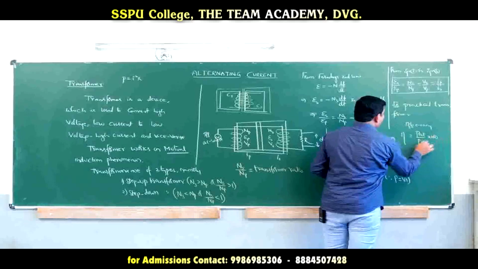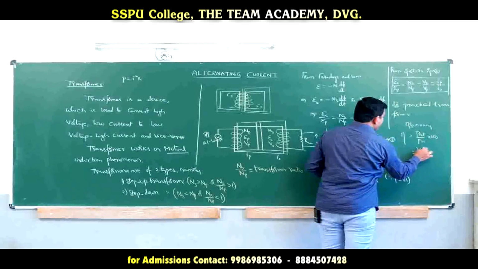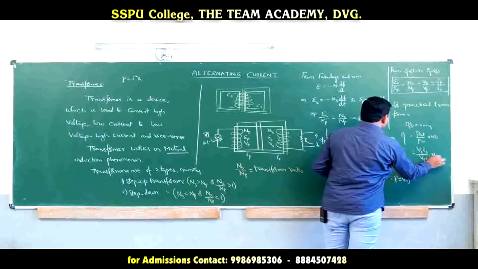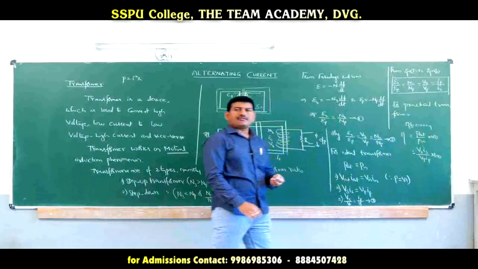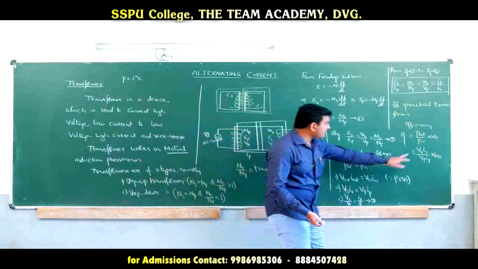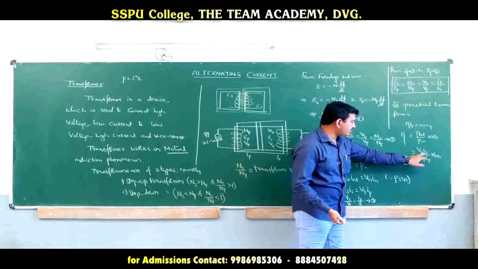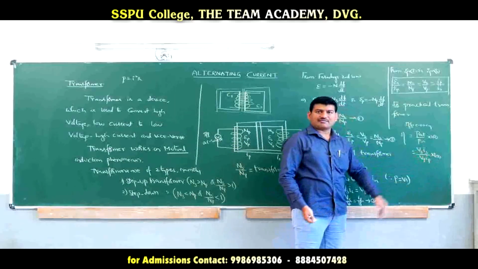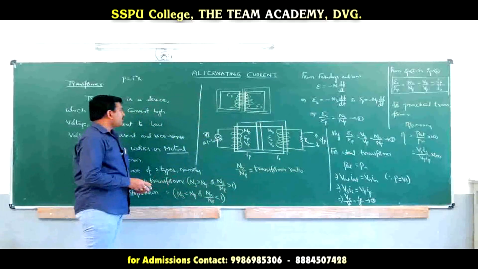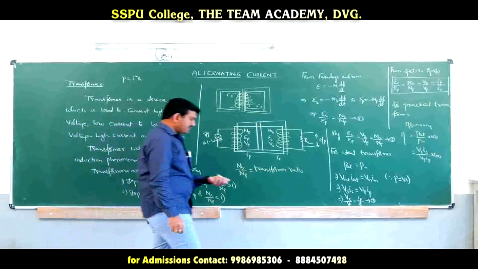So what does output power mean? Vs into Is divided by Vp into Ip into 100. This is the formula for calculating the efficiency of a practical transformer. If it is an ideal transformer, this ratio is equal because this is equal to this, therefore they will cancel, and you will get 100 for an ideal transformer. Now what are the factors that are affecting the transformer here? We will see here.